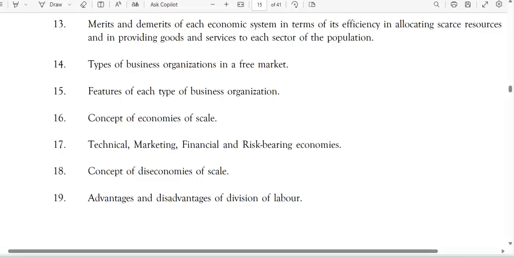If sales of one product fall, the others can support the business financially. So that would be risk-bearing economies of scale. Now we're going to explain the concept of diseconomies of scale.